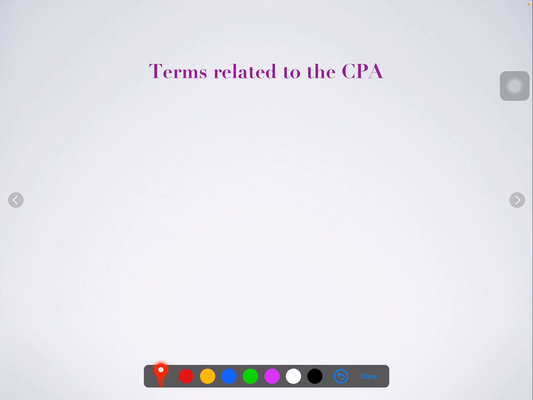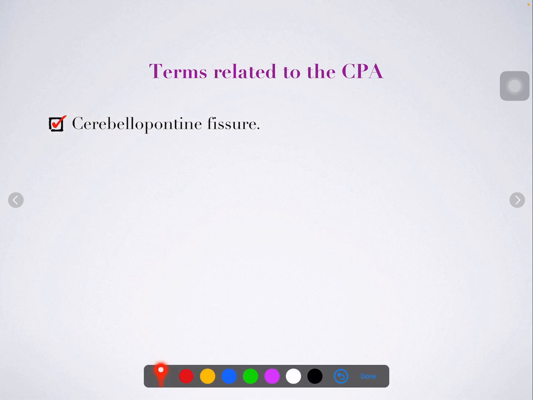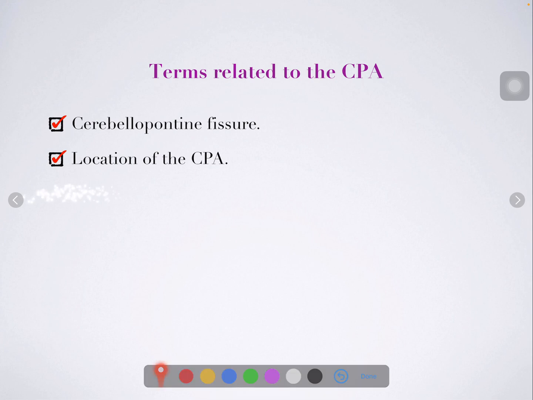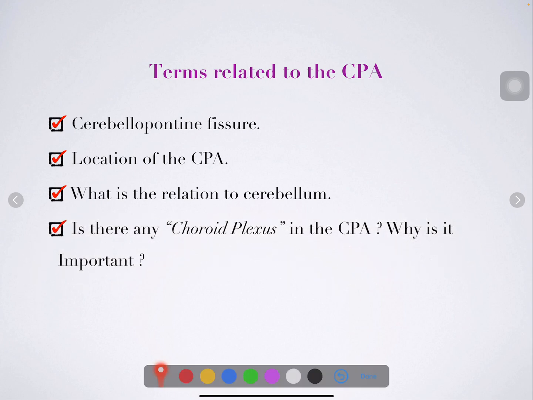Some terms related to the Cerebellopontine angle. To start with, we have the Cerebellopontine fissure. What is the Cerebellopontine fissure? What is its relation to the Cerebellopontine angle? Where is the Cerebellopontine angle located? What is the relation of the Cerebellopontine angle to the cerebellum? Do we have any choroid plexus in the Cerebellopontine angle, and why is it important to know if we do or we don't have choroid plexus in the Cerebellopontine angle?